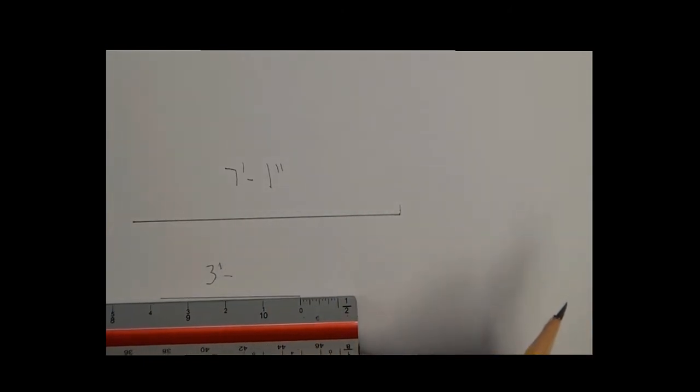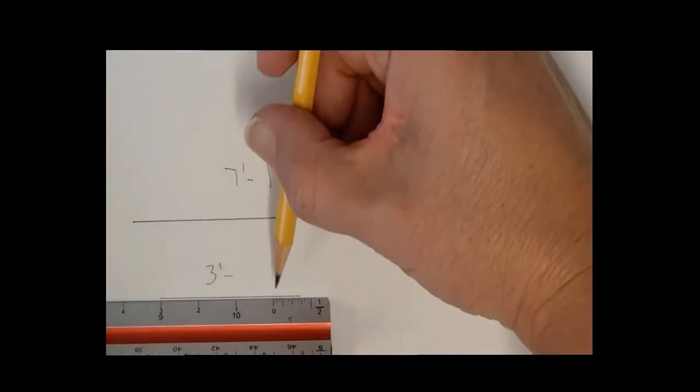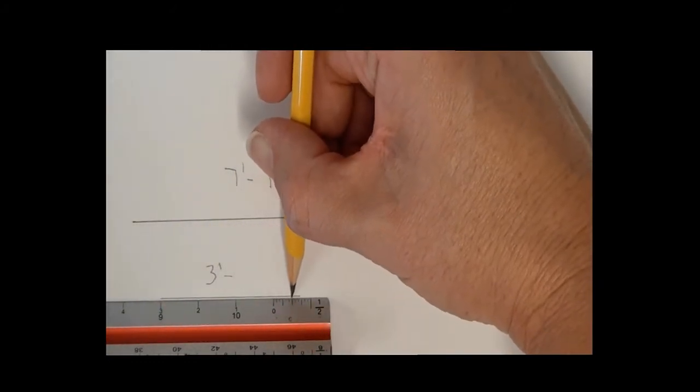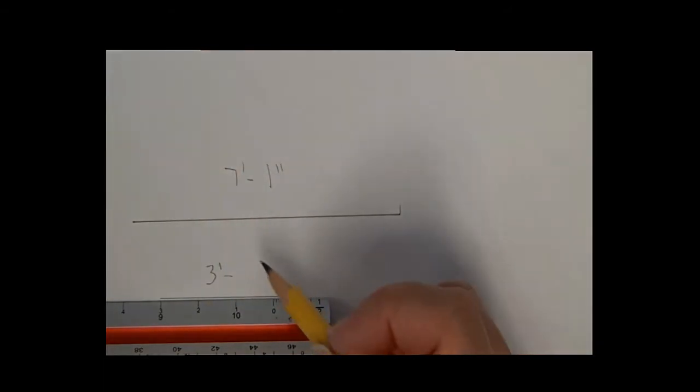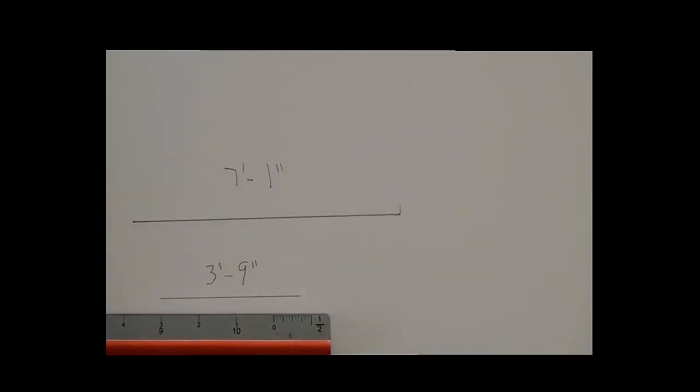And then we have to move it down so that the 3 feet mark is at the very end. And then we're going to count our inches. So 3, 6, 9. 3 feet, 9 inches. So the scenery that we would build would be 3 feet, 9 inches.